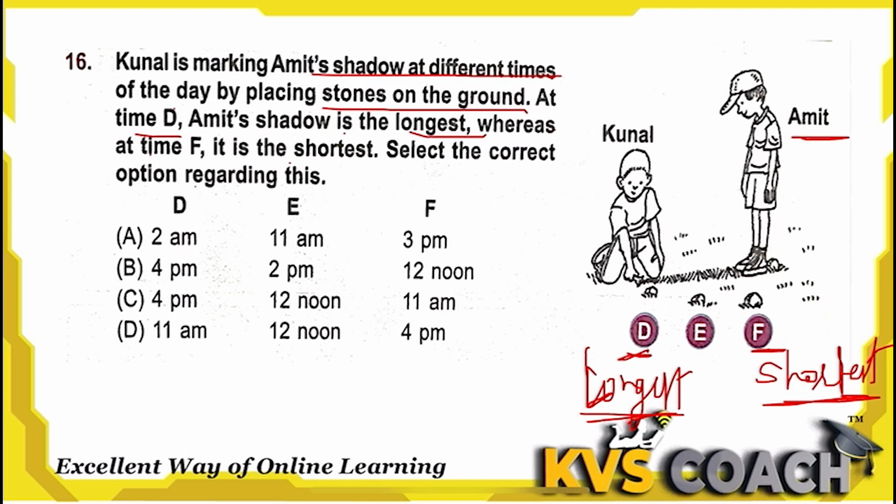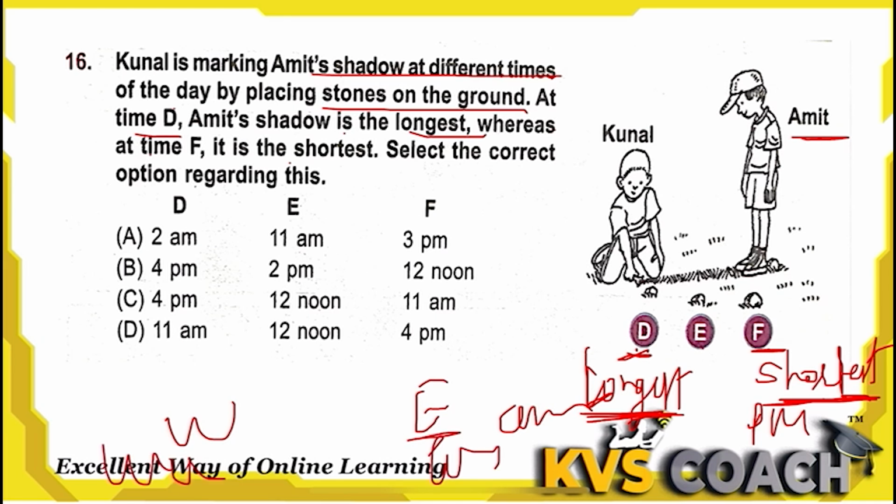Here it is Amit. D is longest but F is shortest. So it means D is the morning time and F is the afternoon time. So here it will be PM only and here it will be AM only. The sun rises from the east and goes to the west. The shadow will be longest on the east and on the west. E is the morning time, AM. West is the evening time, PM. And here it is afternoon, in between.